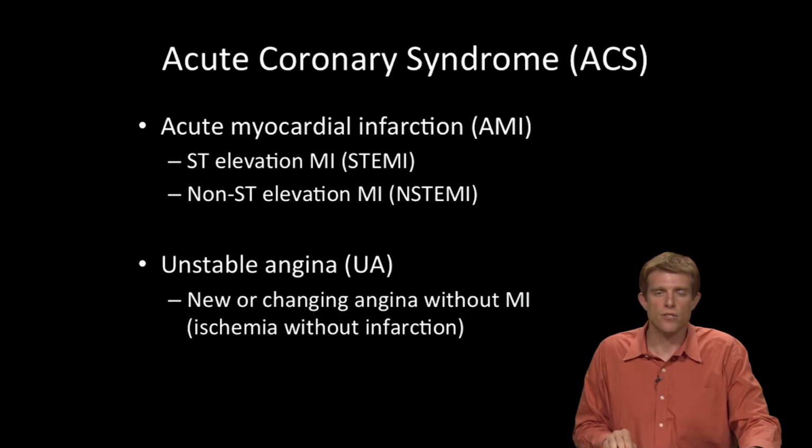Acute myocardial infarction is frequently divided into ST elevation myocardial infarctions and non-ST elevation myocardial infarctions because these patients are treated differently. Unstable angina is really ischemia without infarction, or new or changing ischemia without infarction. So no cell death, but yet the cells are not getting enough blood flow.